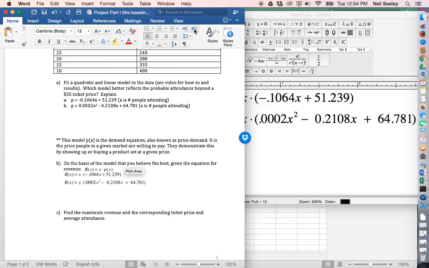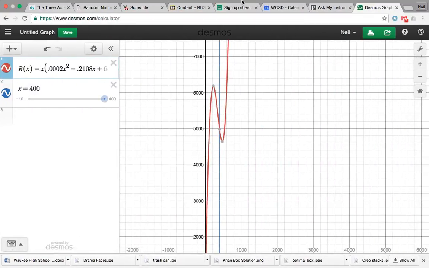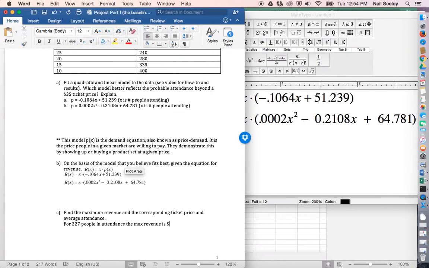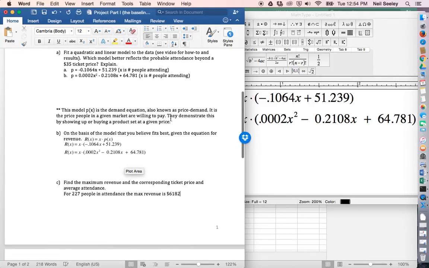So I'm going to go over here and say for 227 people in attendance, the max revenue is, and we had a total of, how much was that? 6182, and that's in dollars, right? 6182. Done. So there you have it. That's total revenue. Now, I didn't talk about what the unit was for revenue, but it's money, right? It's the number of seats times price, so it's a dollar amount. And we've maximized revenue for having 227 people in attendance.